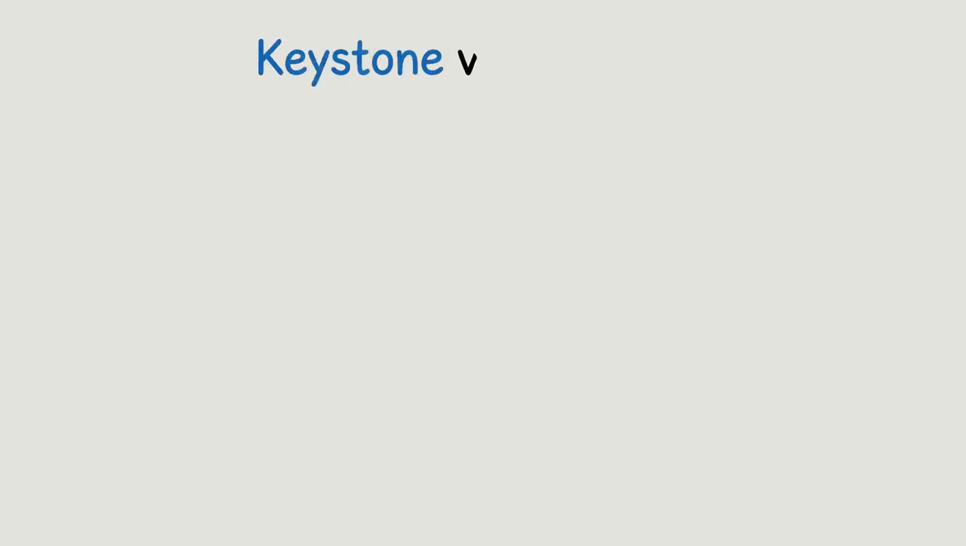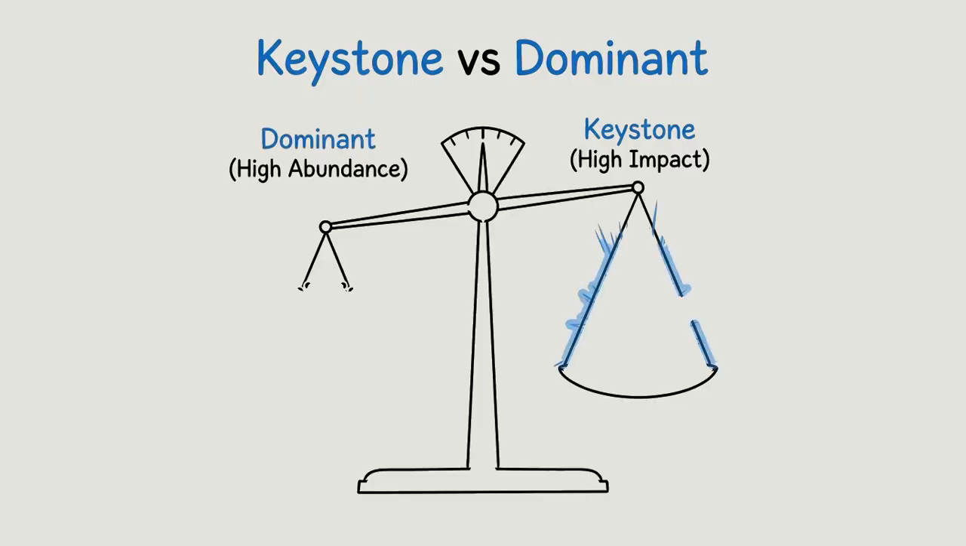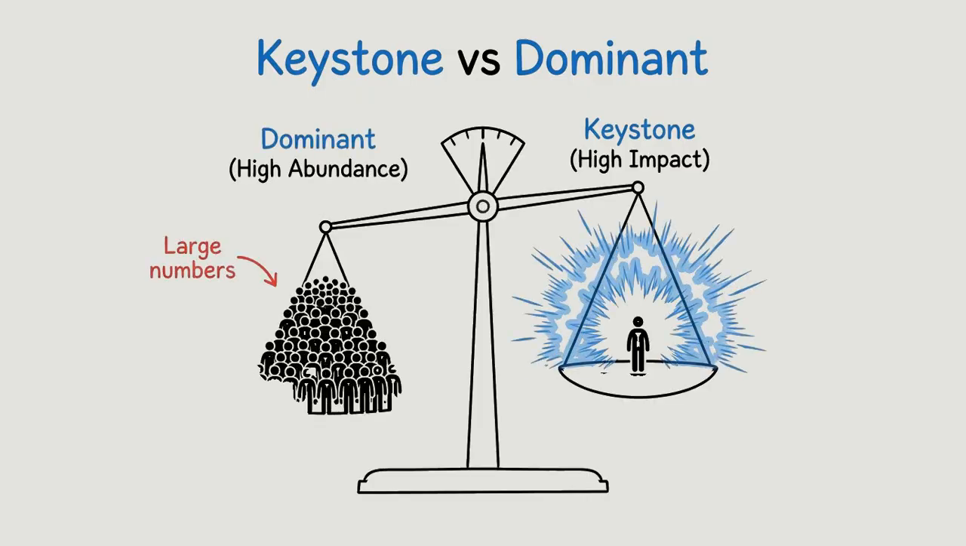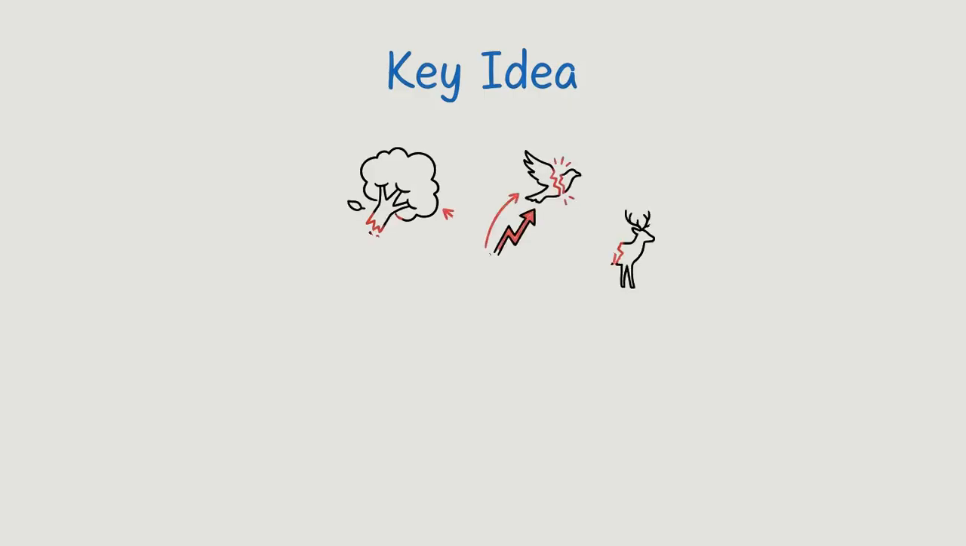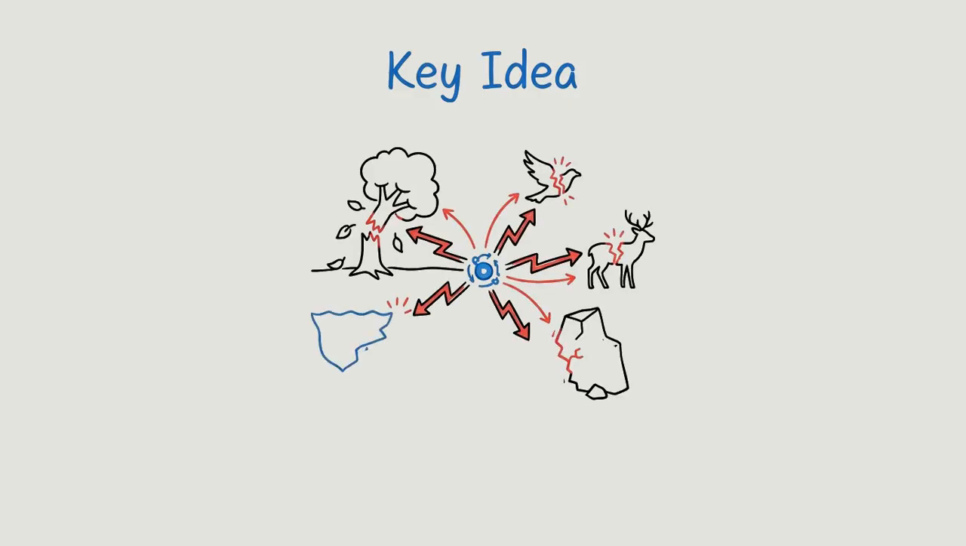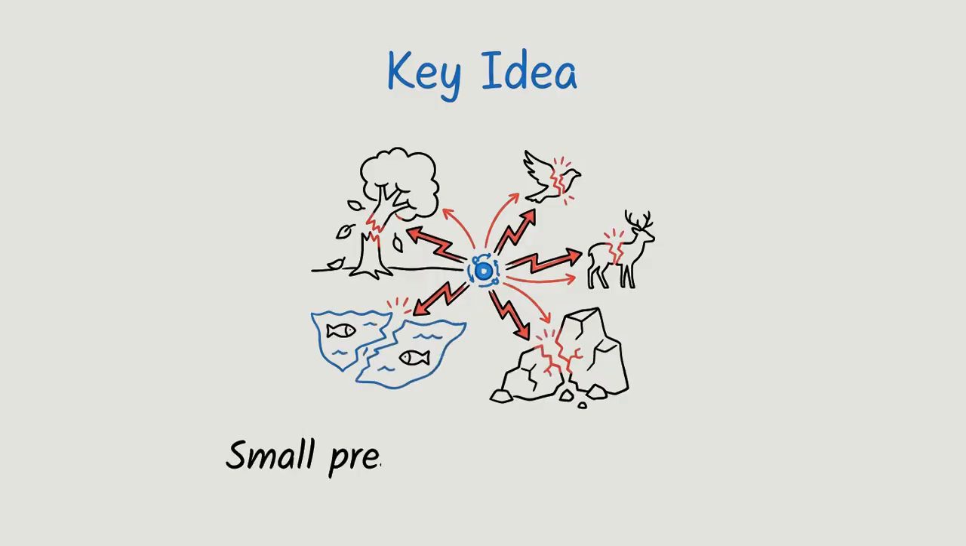It is important not to confuse keystone species with dominant species. A dominant species is simply the most abundant. A keystone species is defined by impact, not by numbers. The key idea to remember is this. A keystone species is one whose role is so important that removing it causes cascading changes throughout the ecosystem. Small presence, huge influence. That is why keystone species are central to understanding how ecosystems work.